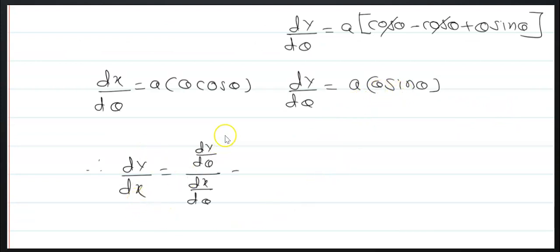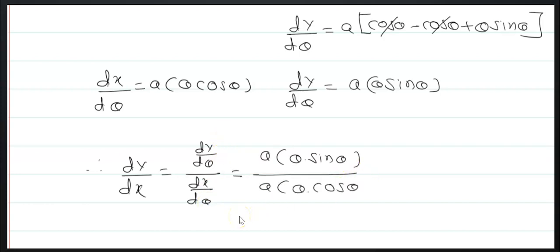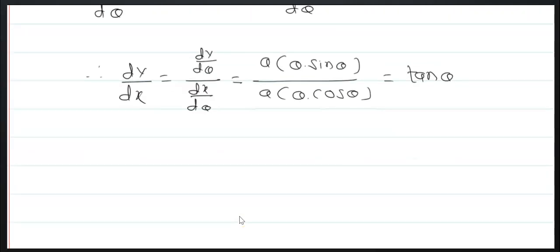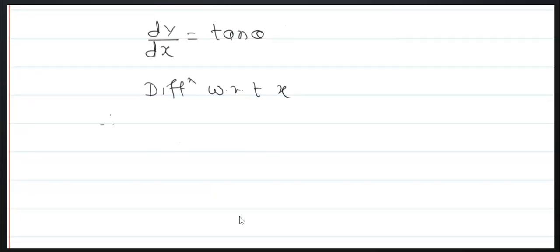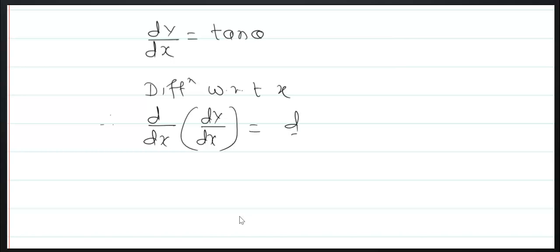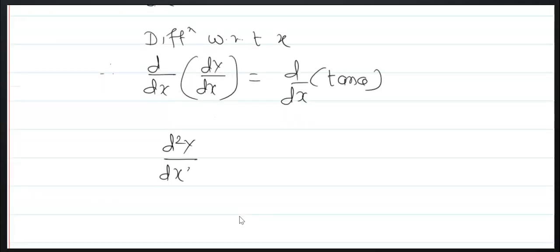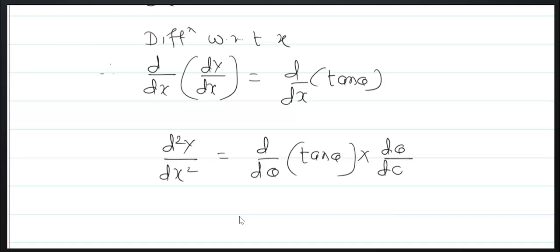Now dy/dx is equal to (dy/dθ) upon (dx/dθ). What are their values? That is aθ sin θ upon aθ cos θ, which is nothing but tan θ. Now differentiate again. Therefore, d²y/dx² is d/dx of tan θ. And now by chain rule, that is d/dθ of tan θ into dθ/dx.